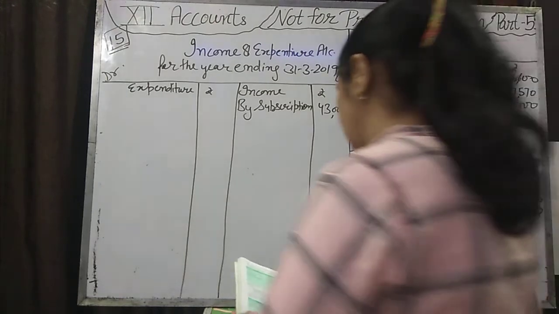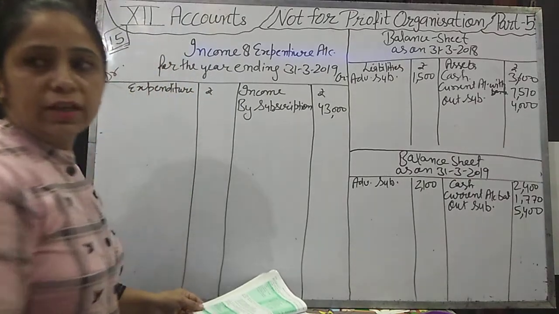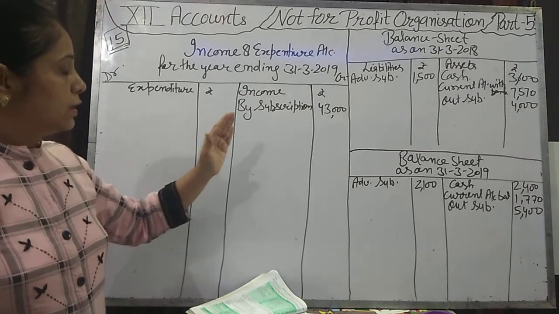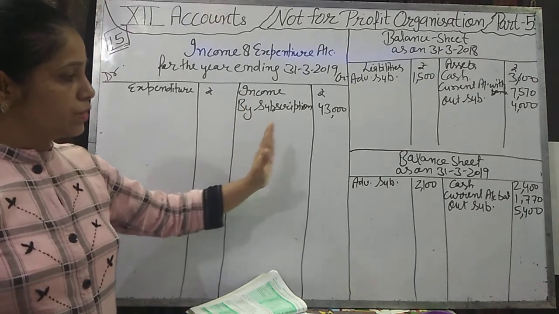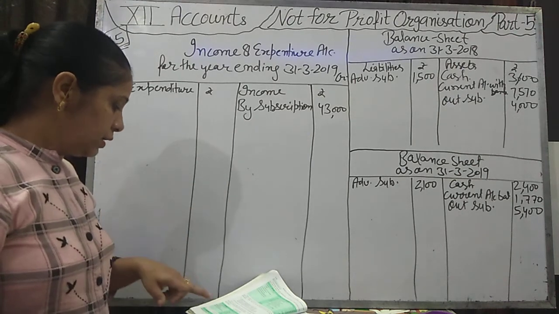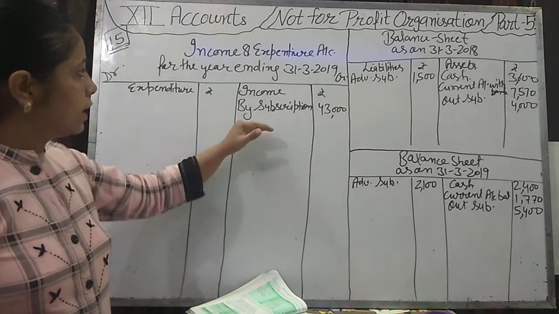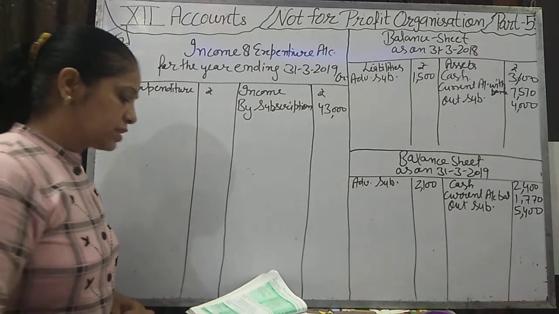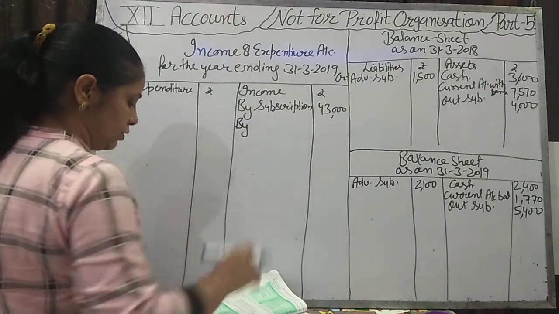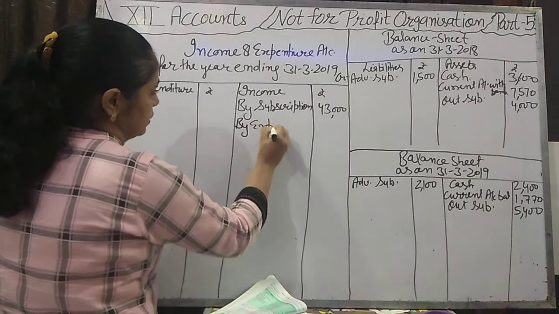Okay, now next on the receipt side is entrance fees. If nothing is mentioned about whether entrance fees is an income, a revenue receipt, or a capital receipt, then we will treat it as a revenue receipt and write it on the income side in the income and expenditure account. Here in this question nothing is mentioned, so we will write the entrance fees. Amount of entrance fees is 3,800.